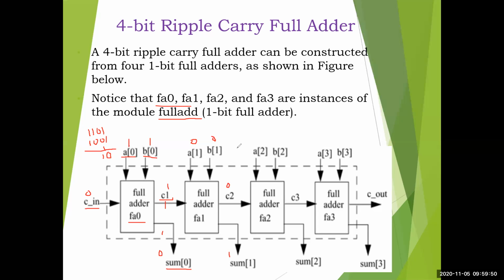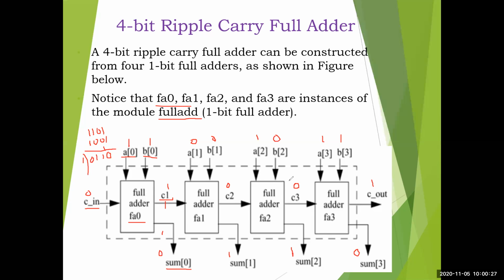Next A2 B2, you have the 1 0 combination, right? So it is A of 2, B of 2, 1 0 and carry 0. So you'll have sum 1 and carry 0. From the truth table only I'm writing this. Next case, carry 0 and 1 1 bits are there. Again A of 3, B of 3, 1 1 and carry 0. So the sum you will get is 0 and C out is 1. So 0 1 1 0 is the 4-bit sum and C out is 1.